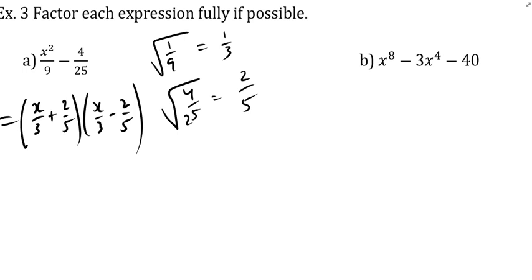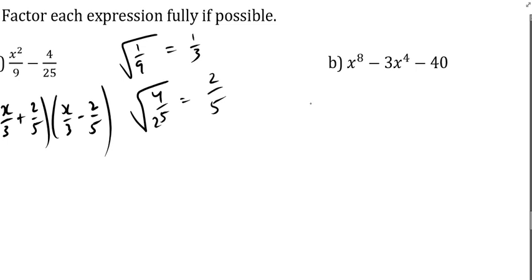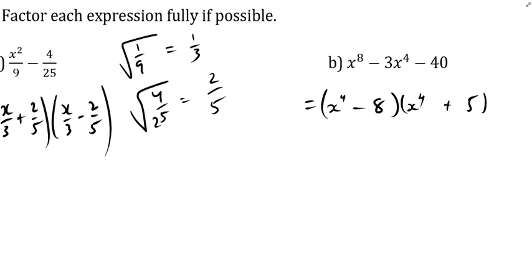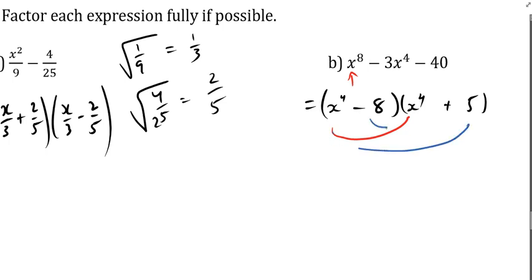Come on, people, think. We're almost done. Riley? 5 and 8. So here's what I would do. 8, 5, 5 and 8. What am I going to put in this first position? X to the 4th. Why? And it's going to be minus 8 plus 5. Because x to the 4th times x to the 4th is x to the 8th. And 5x to the 4th minus 8x to the 4th is negative 3x to the 4th.